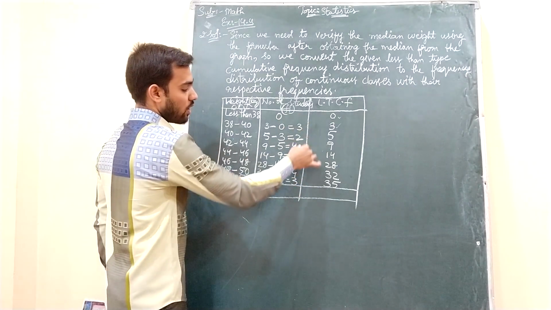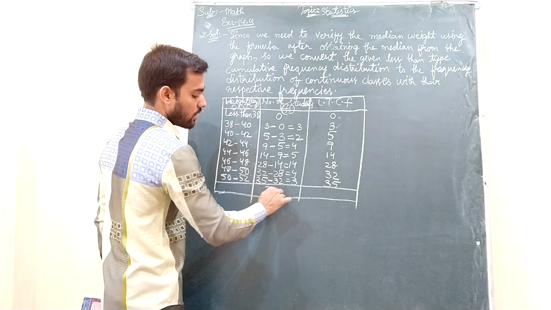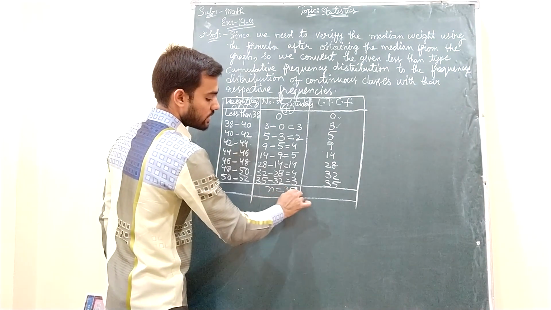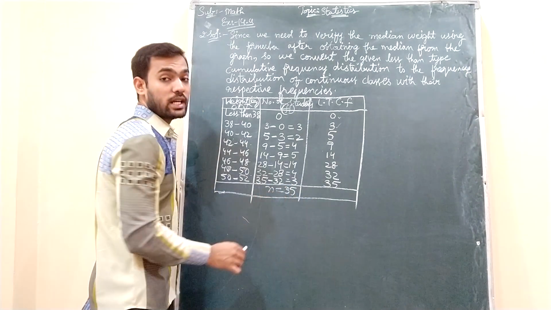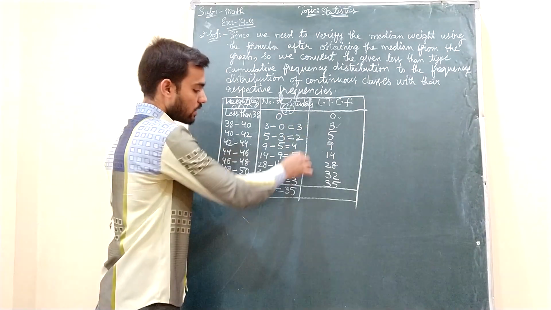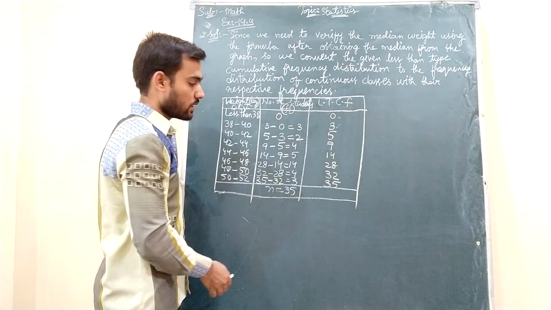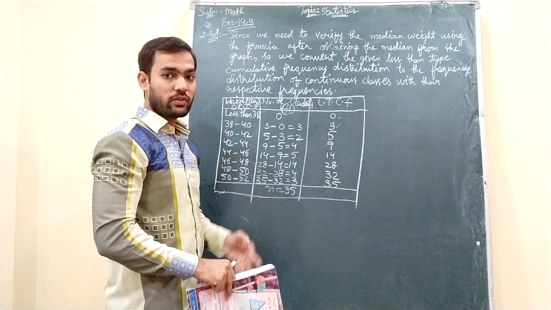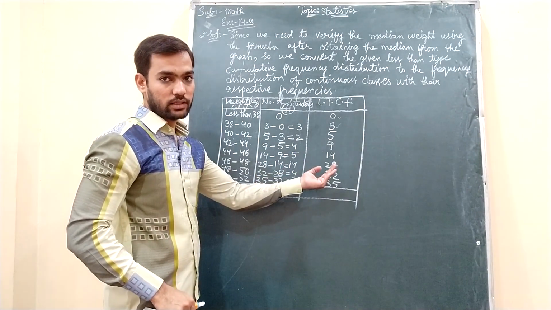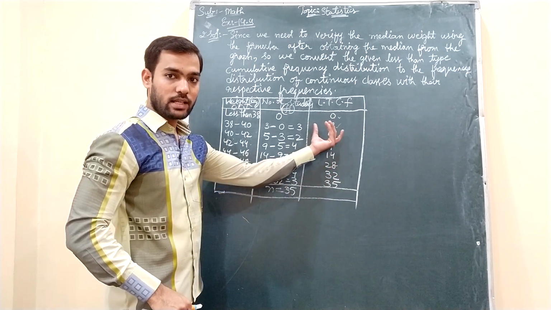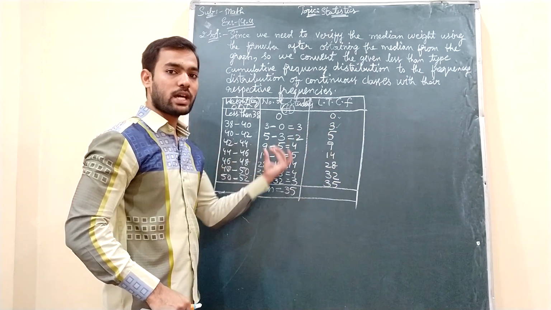So if you add all these frequencies, you will get number of observations is equal to 35, which is already given in the question that there are 35 students. So if you add all this, you will get 35, and this should match with this one. So it is matching. Understand, students? Sometimes we will have frequency, using this we will find out this one. But here this less than cumulative frequency is given, using this we are finding this.